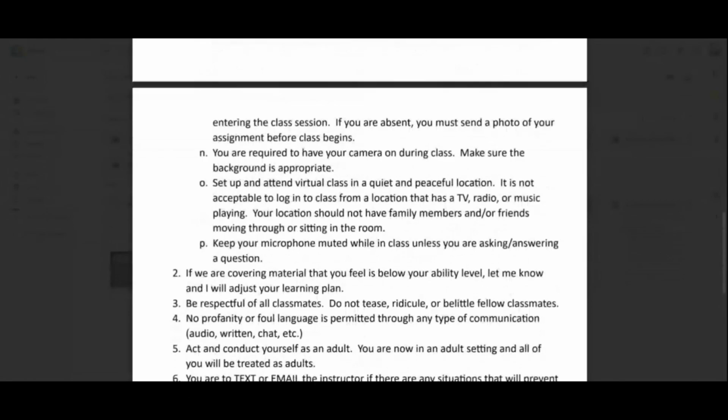You are required to have your camera on during class. I don't hold y'all to that all the time. Occasionally, I want the cameras on so I can make sure that you all are sitting there in front of your computer, because believe it or not, we have had people that log into class and then go off and do something else. They're fixing dinner or bathing their kids, but they're logged in. That doesn't count. And so sometimes I will ask everybody to turn their cameras on so I can see that you are actually sitting there in front of your computer.